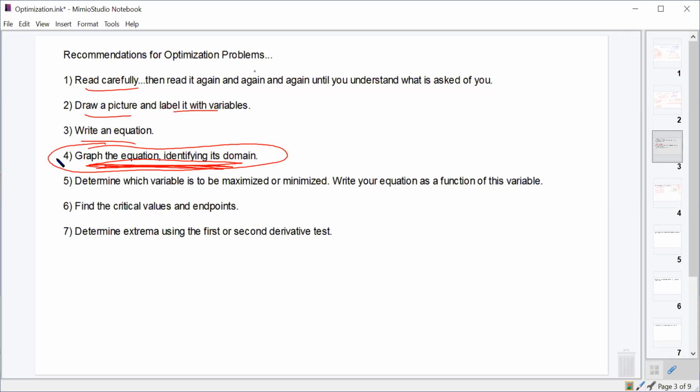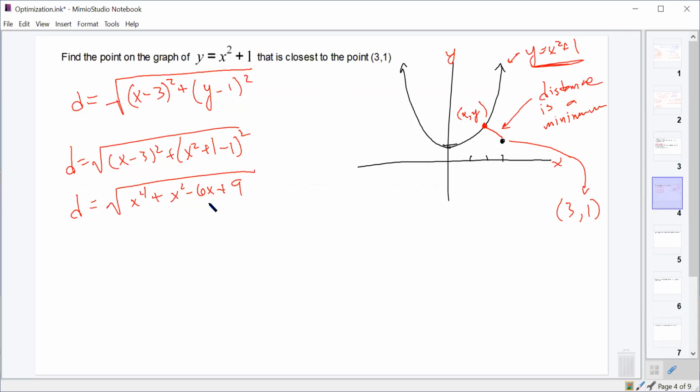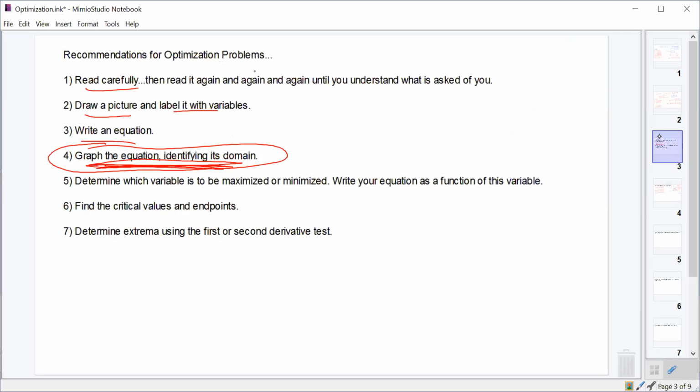And finding the domain of this function, the square root of x to the 4th plus x squared minus 6x plus 9, might be a little bit irritating without actually graphing that equation. So if you had a calculator, you could graph it and see what the domain was. But I think we're going to skip that step right here and move on to the next one, which is determine which variable is to be maximized or minimized. I think we know that, right? Which one do we need to minimize?